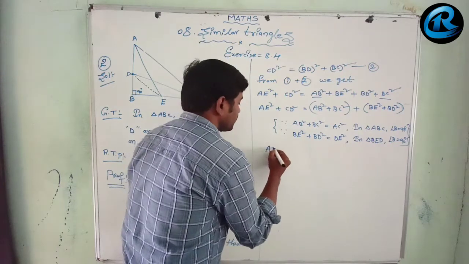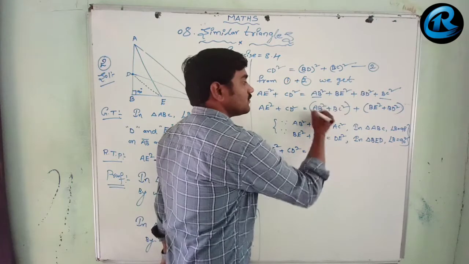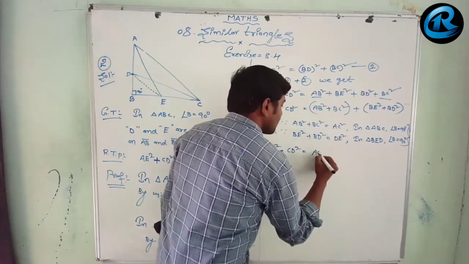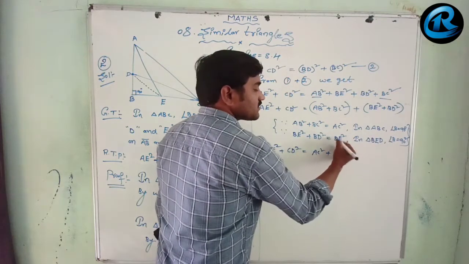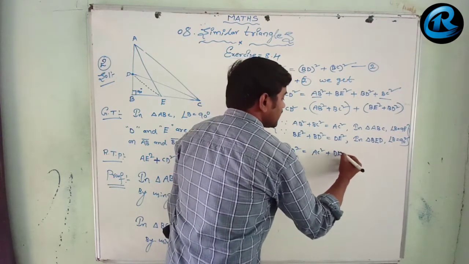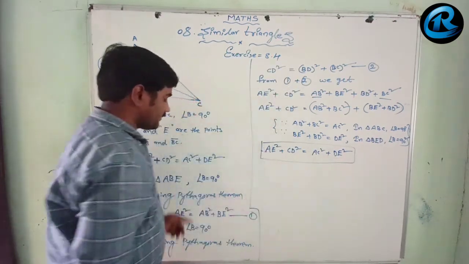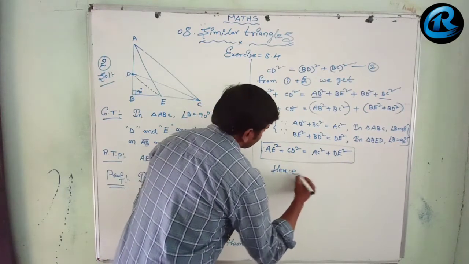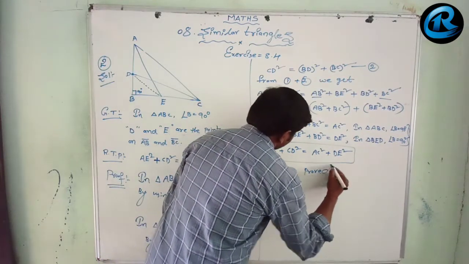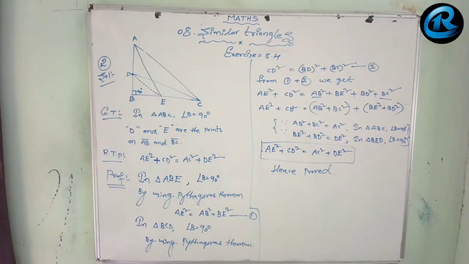Let us substitute. AE square plus CD square equal to this value is AC square, and BE square plus BD square, value is DE square. Hence we got it, the same one. Hence proved. So in this way, very easy problem. Once have a look on this, we go for the next question.